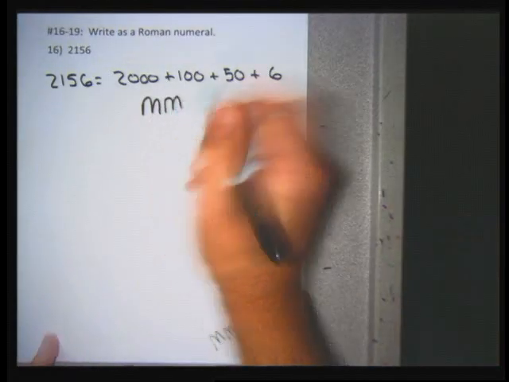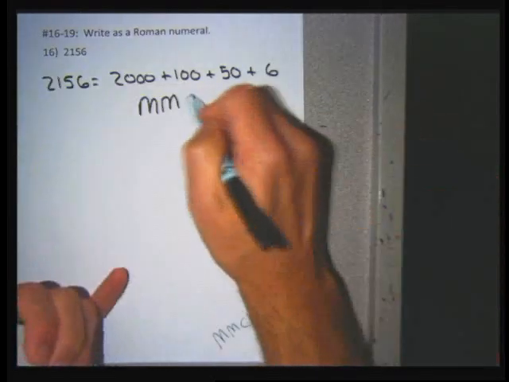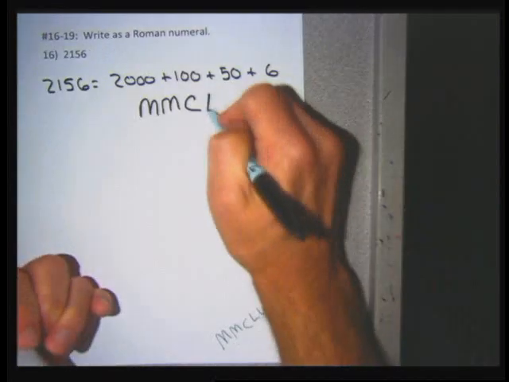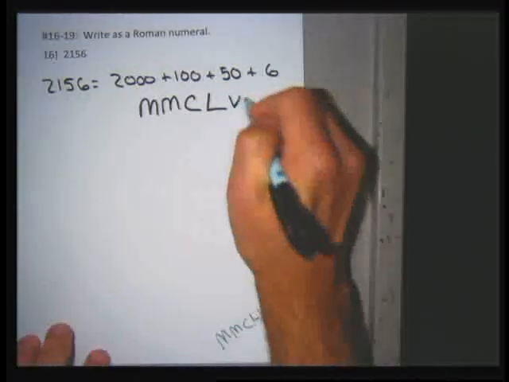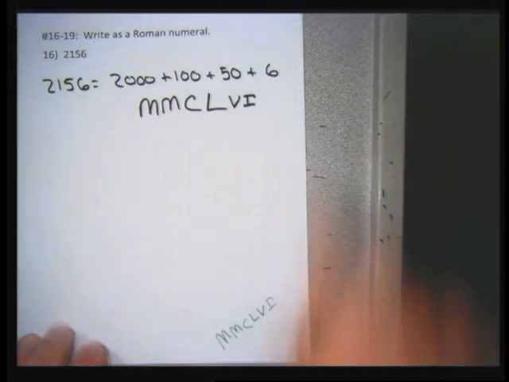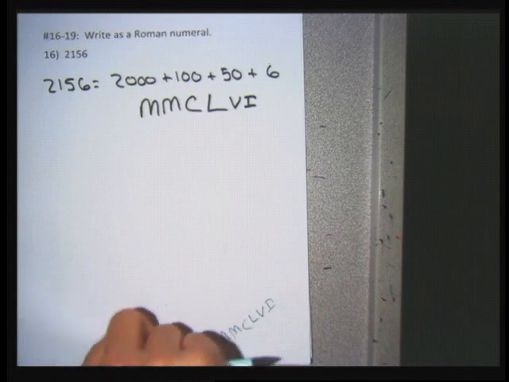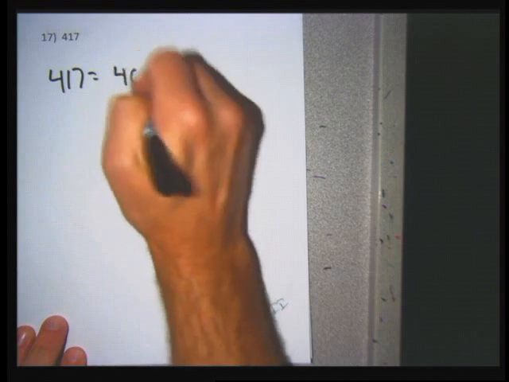2,000 is MM. So I start off, this is going to have an MM in it. And then the 100 is a C. So I have a C in it. And then 50 is L. And 6 is VI. So the Roman numeral for 2,156 is MMCLVI. That's the easy way. You just break the number down to its ones, tens, hundreds, thousands, and write what each is as a Roman numeral.